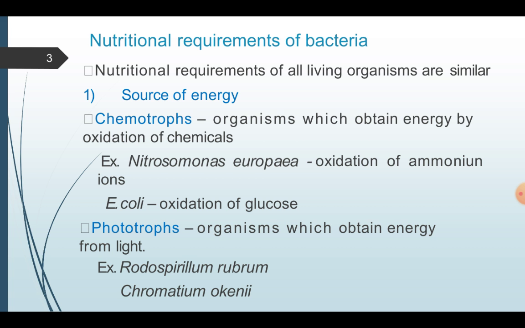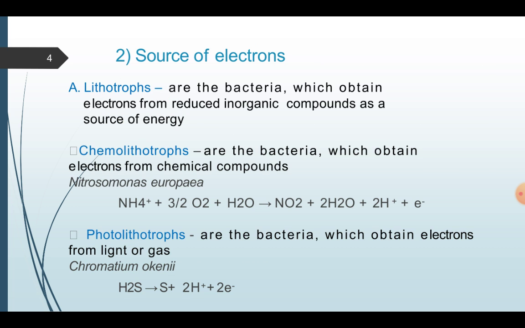First one, source of energy: chemotrophs are organisms which obtain energy by oxidation of chemicals. Examples: Nitrosomonas europaea, oxidation of ammonium ions; E. coli, oxidation of glucose. Phototrophs are organisms which obtain energy from light. Example: Rhodospirillum rubrum, Chromatium okenii. Second one, source of electrons.